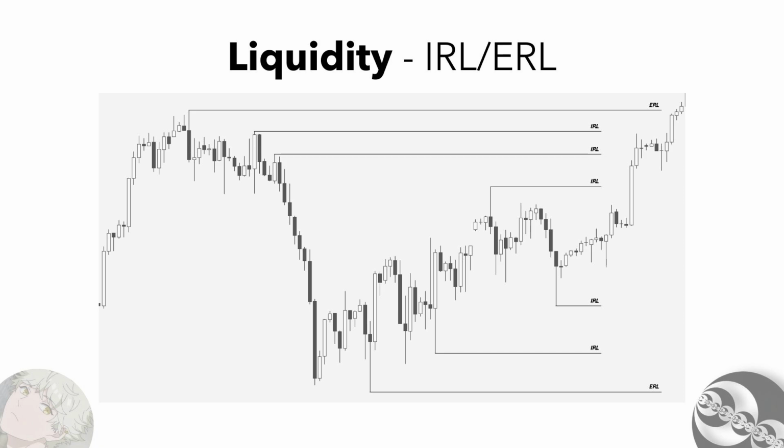Next is IRL and ERL. These stand for internal range liquidity and external range liquidity. These are exactly as they sound, and IRLs are swing points that form within a range, and ERLs are swing points at the extremes of a range. To give an example, if the previous day was your range that you're looking at, then the previous day high and previous day low would be your ERL, and anything in between them would be your IRL. But of course this depends on how you define your range, and this is something that you just have to develop over time because depending on how you view the market, the range that people see can be different.